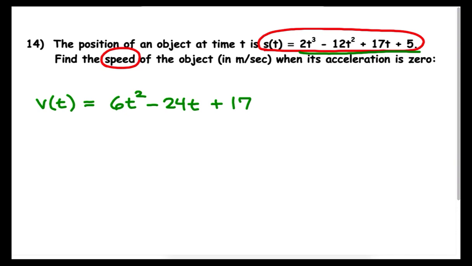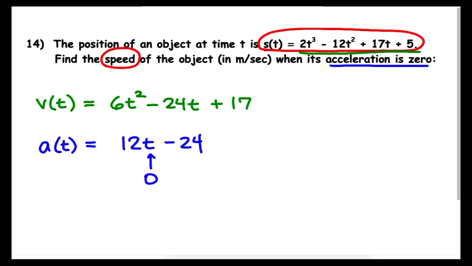But we find the speed when its acceleration is 0. The acceleration is the second derivative. So the second derivative is going to be 12t minus 24. And we set the acceleration equal to 0. Again, not the time. Don't put the 0 here. Put the 0 here. All right, well, if 12t minus 24 is 0, I think you can see that time would be 2 seconds.